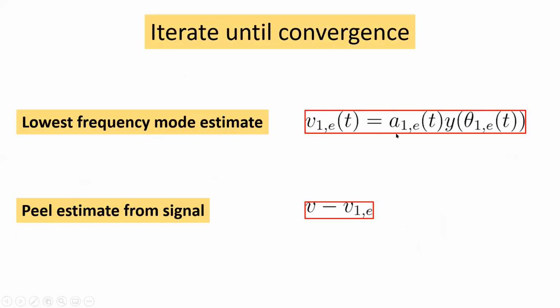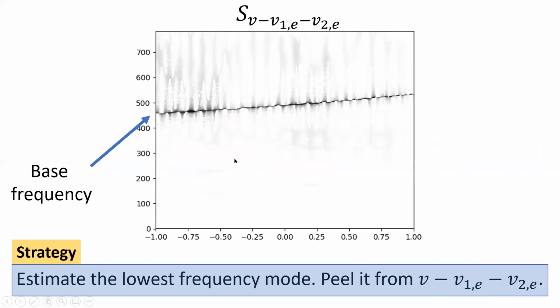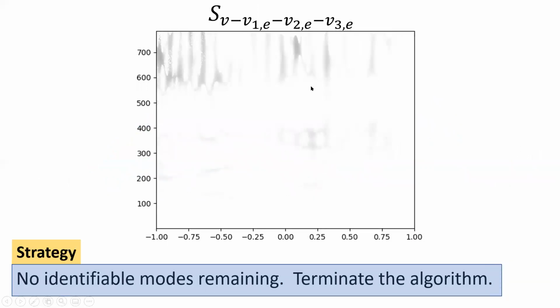And we can iterate this process until it converges, and then we have an estimation of the lowest frequency mode. We peel this from our signal. So once it's peeled, we look at the SST of the peeled signal. Now the second to lowest base frequency has minimal interference. We can estimate it, we can peel it. Now our third to lowest frequency has minimal interference. We estimate it, peel it. Now we have nothing left, and so we terminate our algorithm with estimations of our first, second, and third modes.